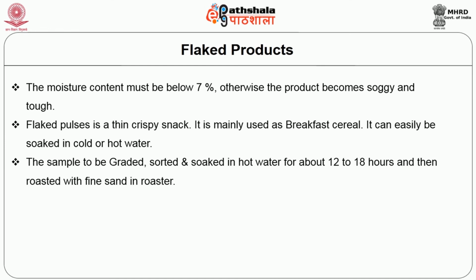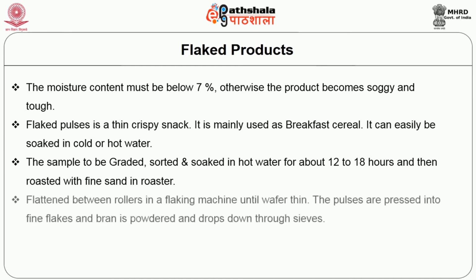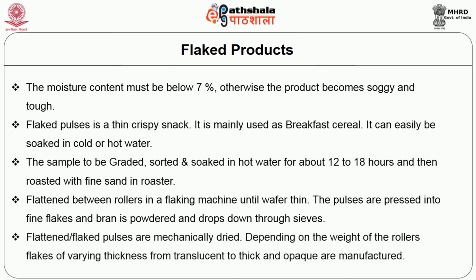with a fine sand roaster, and then it is flattened between rollers in a flaking machine until the flake becomes thin. These pulses are pressed into fine flakes and the bran is powdered and drops down through the sieves. The flaked pulses are mechanically dried depending on the weight of the rollers. Flakes of varying thickness, from translucent to thick and opaque, are manufactured.